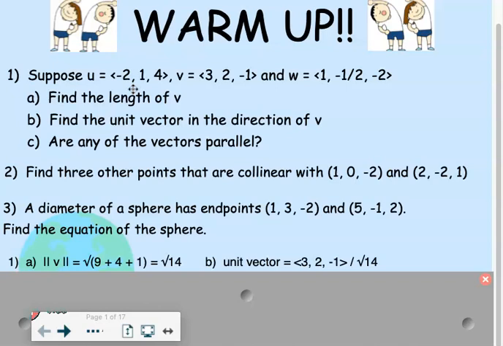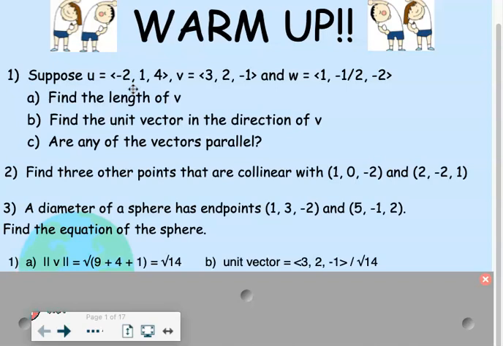Find a unit vector in the direction of v. To find a unit vector, you just take the vector and divide it by its magnitude, right? So it's just v divided by root 14. That's going to come in big today. We're going to use that in an interesting way.